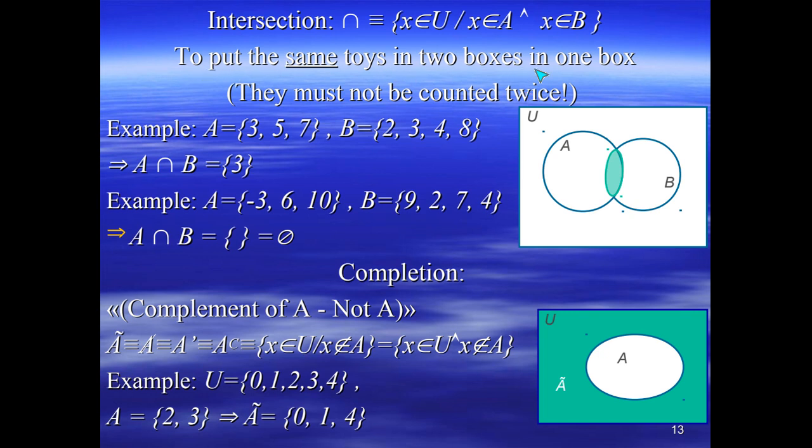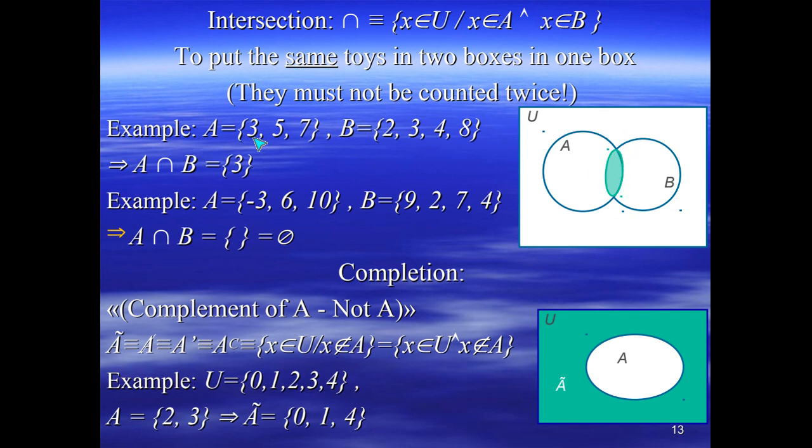It means to put the same toys in two boxes into one box without counting twice. In the union, we put all the toys together. Here we put together only the same toys in one box.